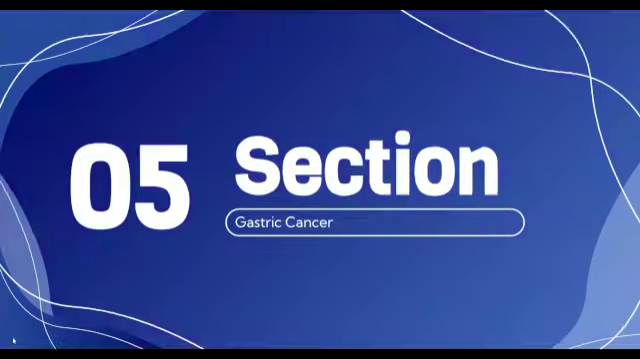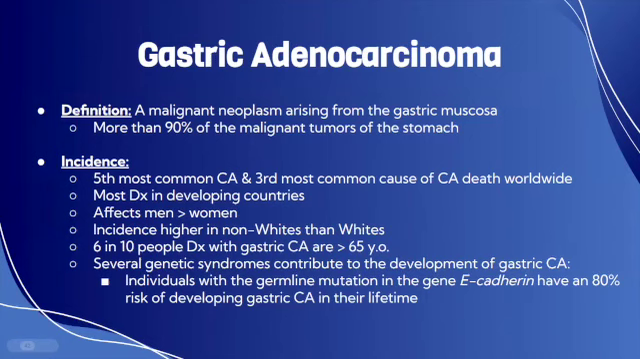And that's it. Section 5 is gastric cancer. Gastric adenocarcinoma is a malignant neoplasm that arises from the gastric mucosa. It is more than 90% of the malignant tumors of the stomach. Incidence: it's the 5th most common cancer and 3rd most common cause of cancer death worldwide.